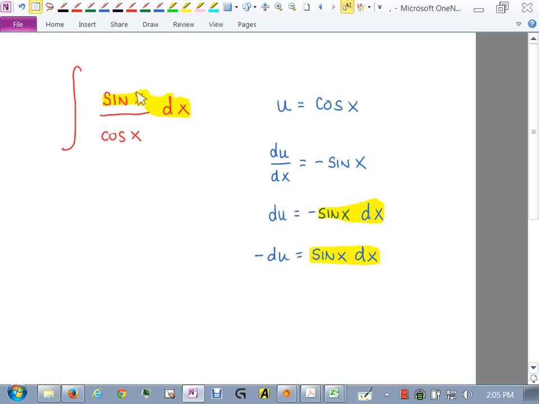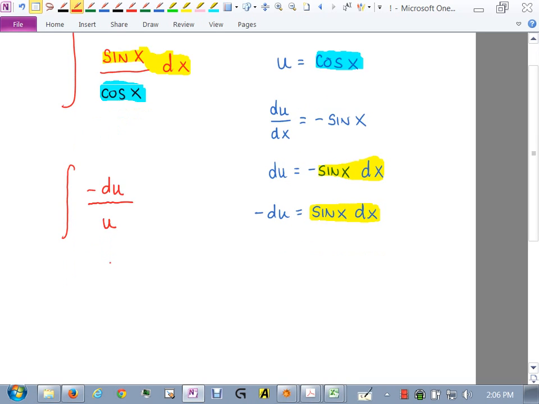I will replace sine x dx with what? Negative du. I will replace cosine x with what? U. And so what I want you to do is rewrite the entire problem now. I have an integral sign. What does the sine x dx become? Negative du. Over, what does cosine x become? U. Questions?